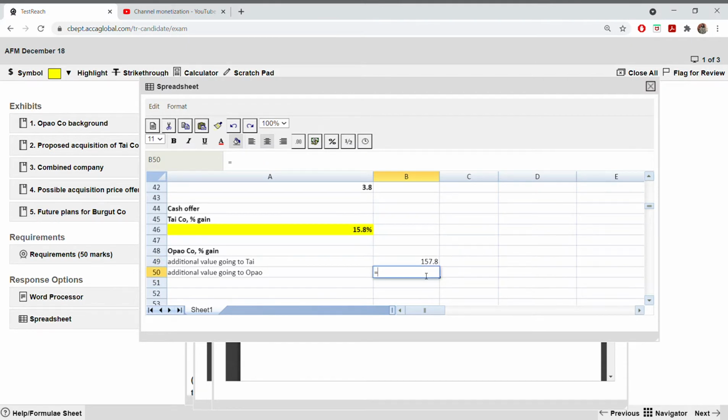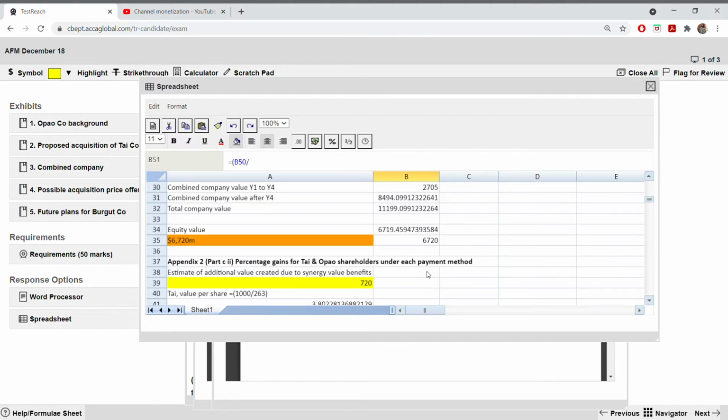Why didn't it come? See, when a formula does not work, please understand. Okay, it is 720 minus 157.8, close bracket. Okay, so additional value: the balance out of 720, if 157.8 goes, the balance will go to Oppo, right? It is understood. Now, as a percentage, how much will it go? Out of this much is going to Oppo, divided by what was the Oppo share value, the equity value.